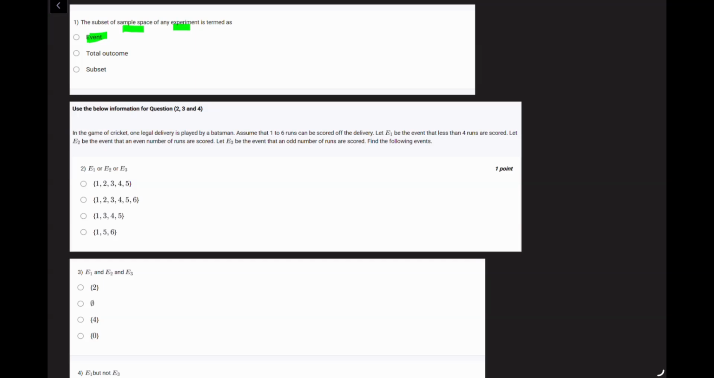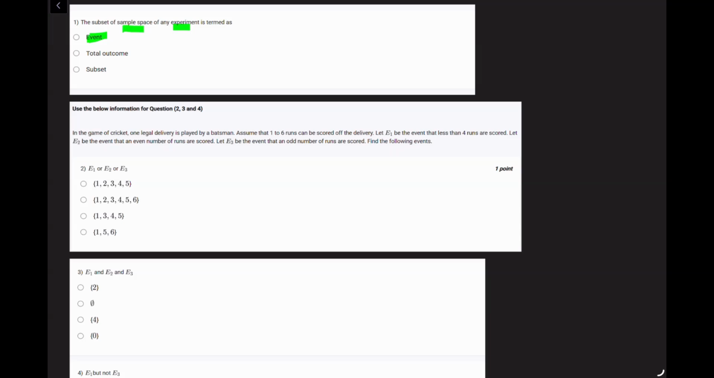So, for example, let's say we are rolling a dice. The sample space is what? All possible outcomes, which is between 1 to 6. So if I get 3 outcomes, 2, 4, and 6, that will be an event. Event of getting an even number: 2, 4, or 6.